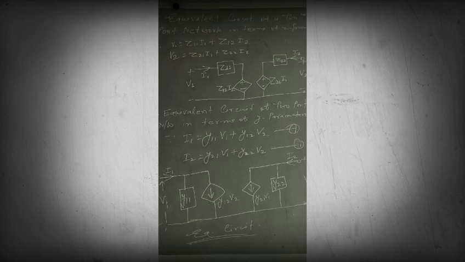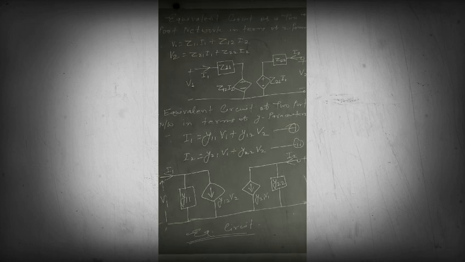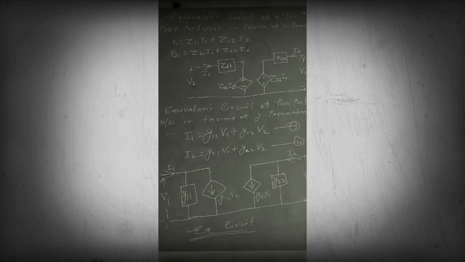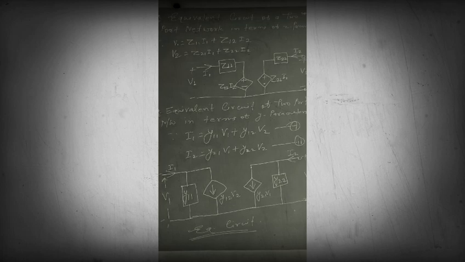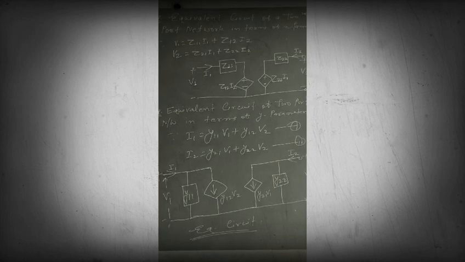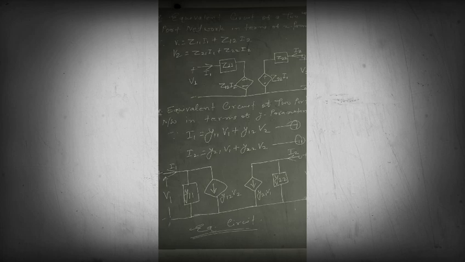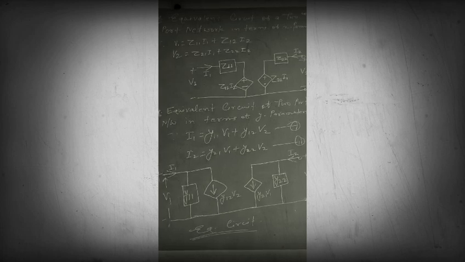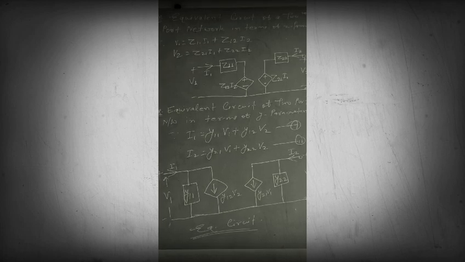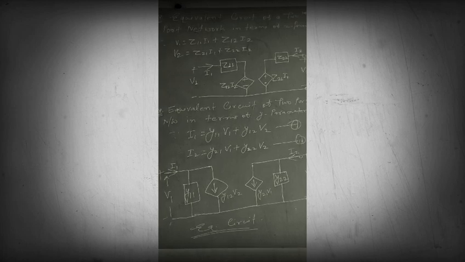Dear students, in the previous lectures we covered network parameters. In this lecture we are going to discuss equivalent circuit of a two-port network in terms of network parameters. That means in terms of different network parameters. So let's start with equivalent circuit of a two-port network in terms of Z parameters. So let us see how can we draw the equivalent circuit of a two-port network in terms of its parameters.